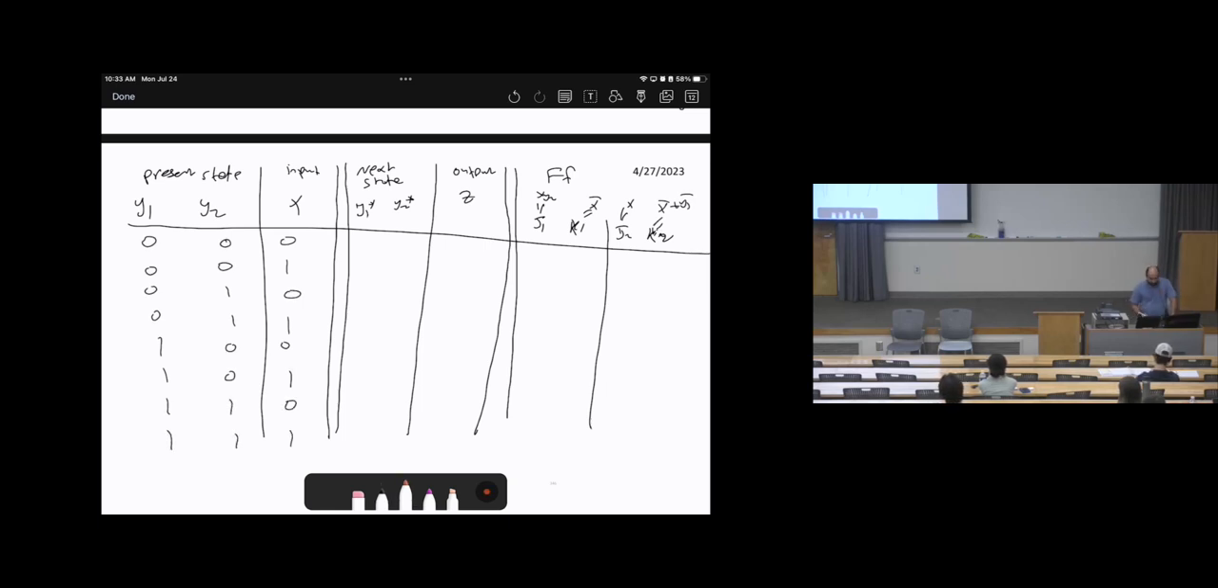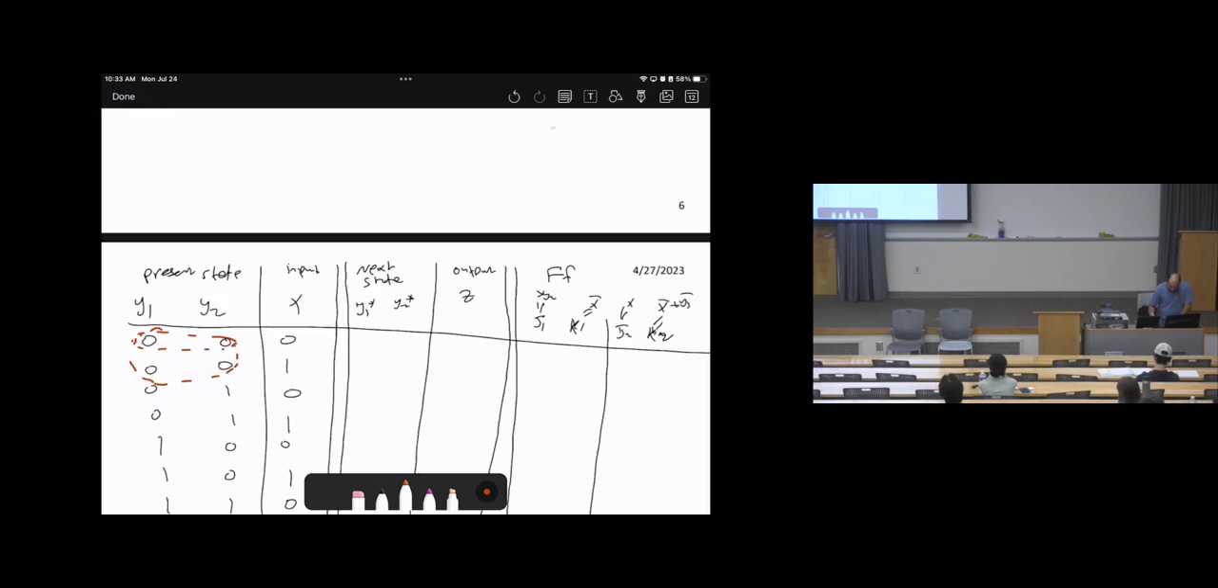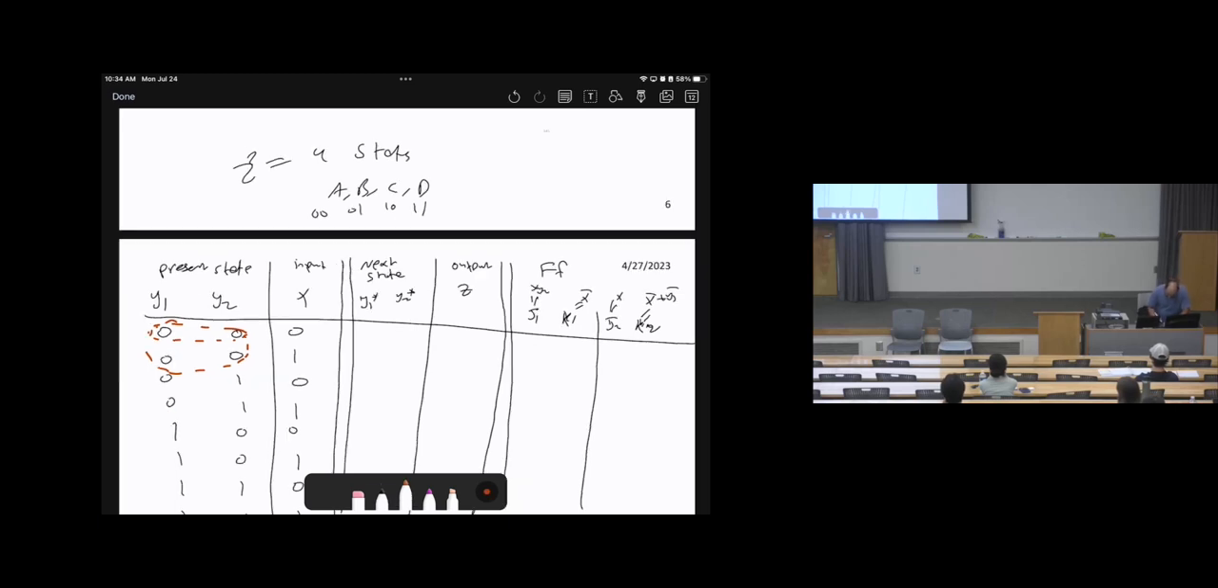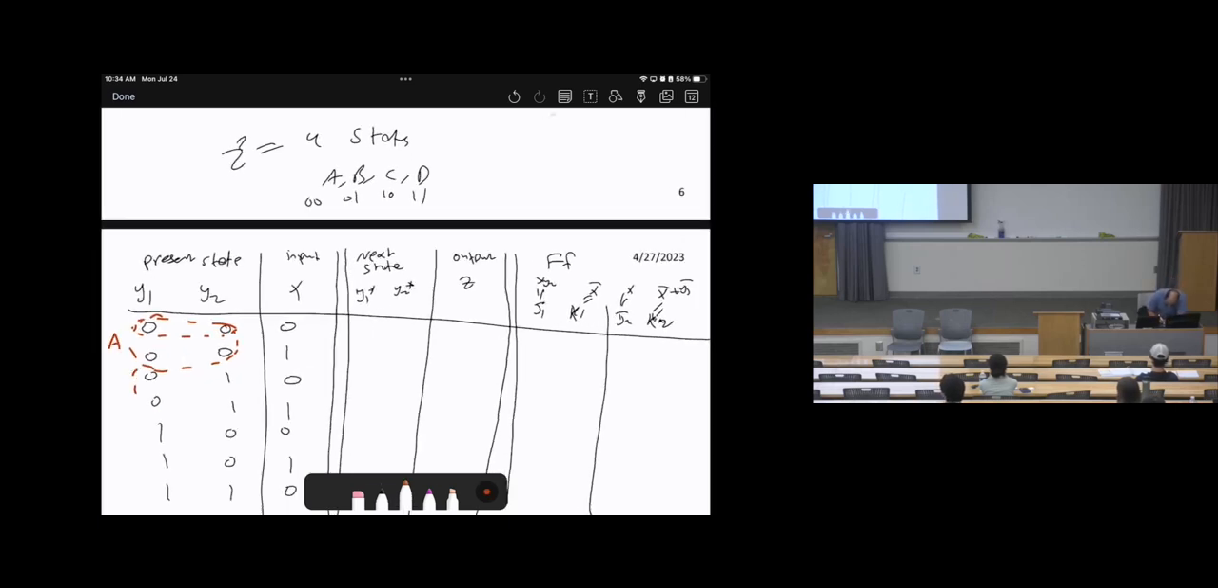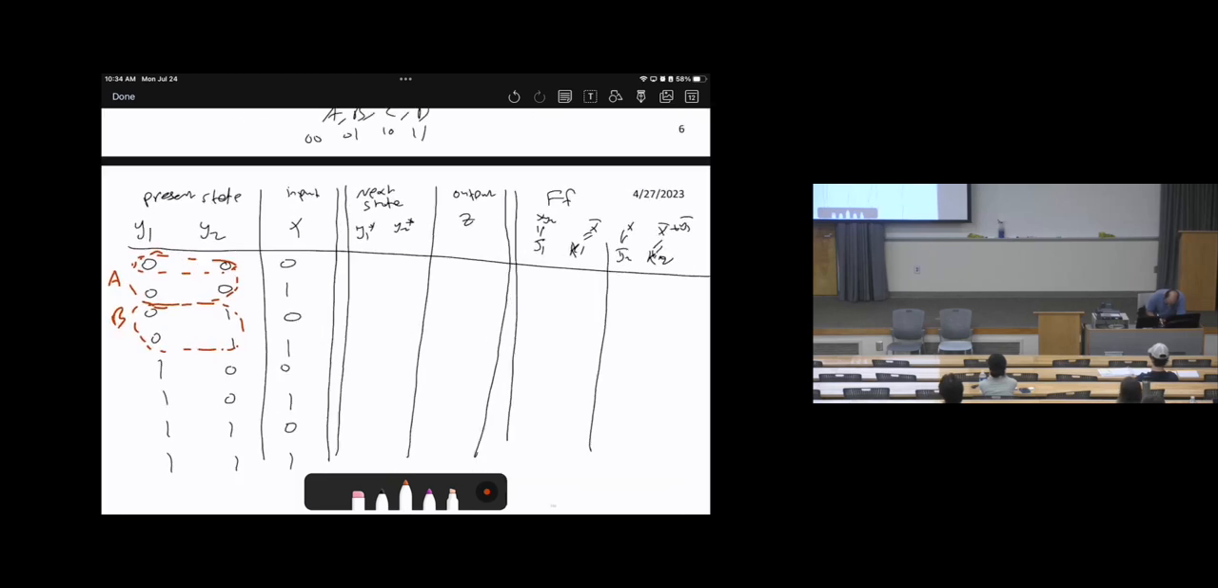And actually, you can call these states. Since we have two flip-flops, 2 power 2 equals 4 states. And I can call them A, B, C, D, which is 00, 01, 10, 11. So this one can be called state A. These can be called state B. This can be called C. This can be called D.